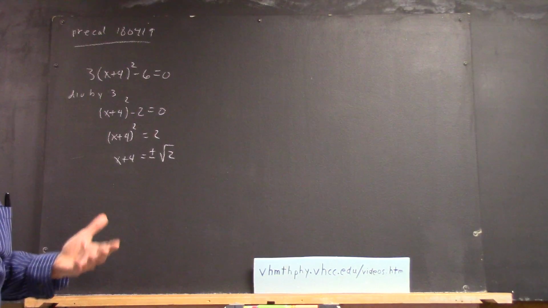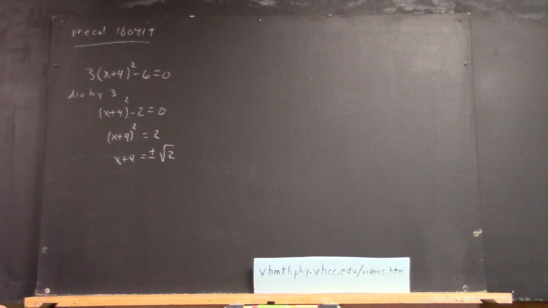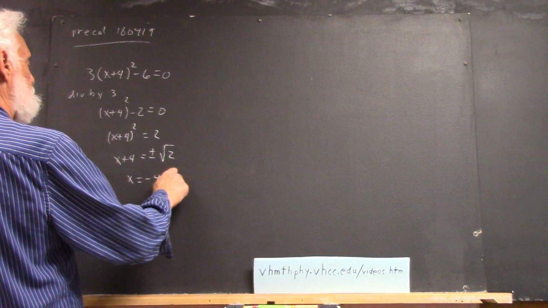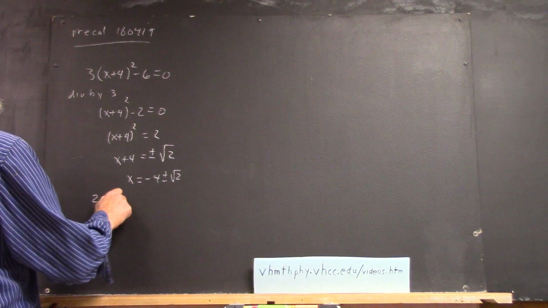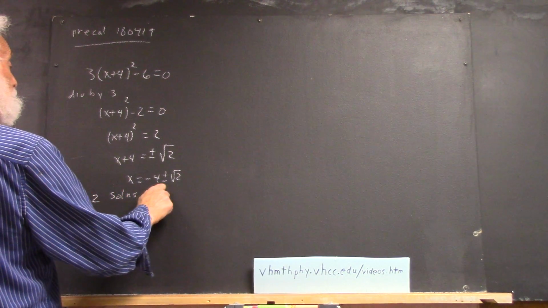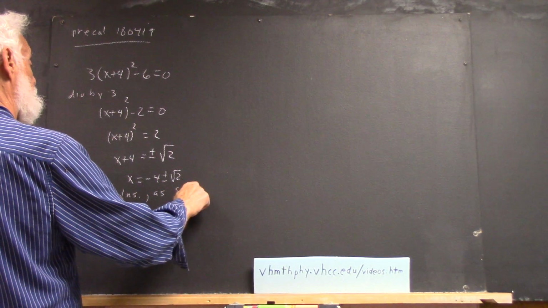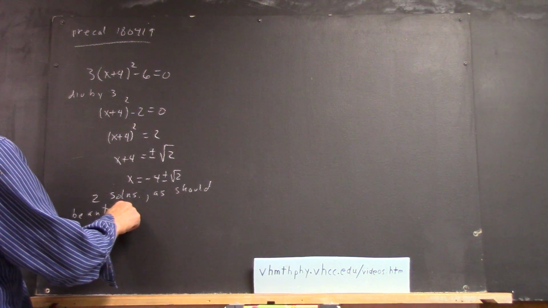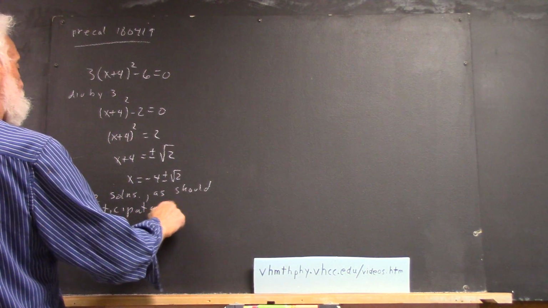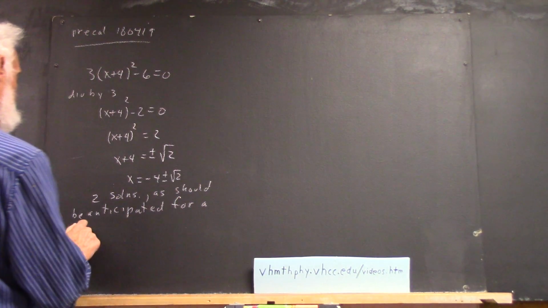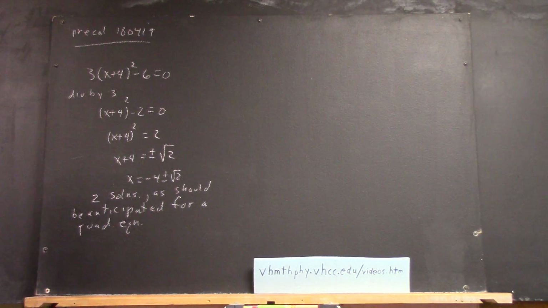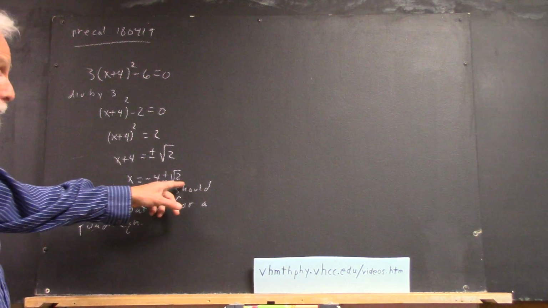So now what's x? How do you, subtract 4 again? Yeah, subtract 4 from both sides. You get x equals negative 4 plus or minus the square root of 2. 2 solutions. It should be anticipated for a quadratic equation. Doesn't mean you're guaranteed 2 solutions, because you could have a plus or minus 0 here, right?